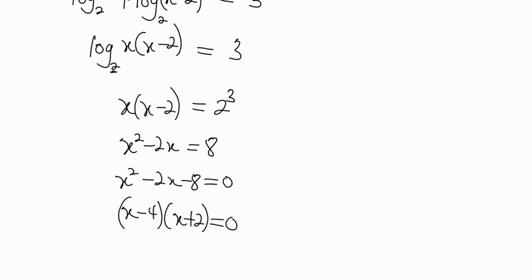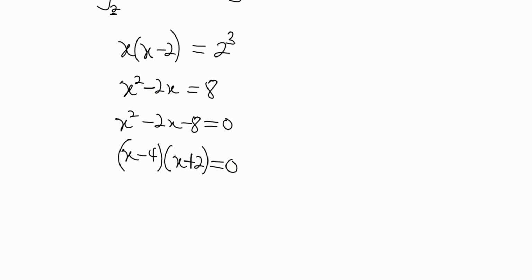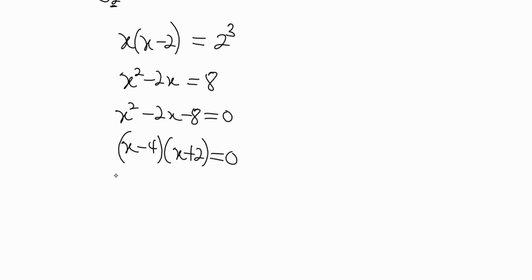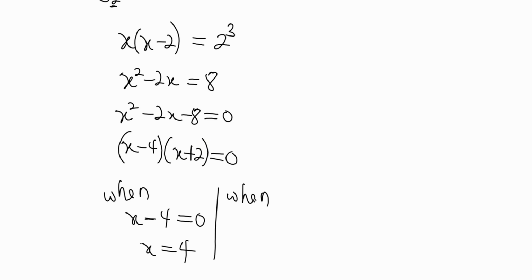Now at this point, we can solve for the value of x. When x minus 4 is equal to 0, then x is equal to 4. And the other one, when x plus 2 is equal to 0, then x is equal to negative 2. So we have our x values to be 4 and negative 2.